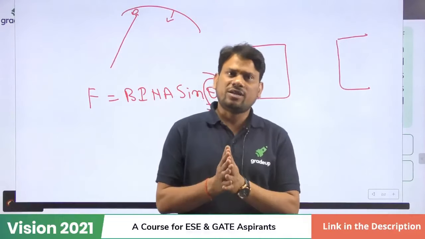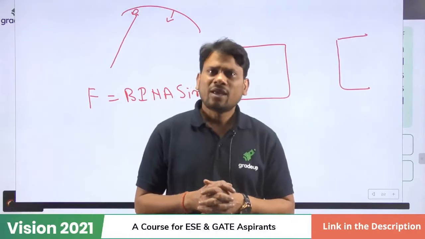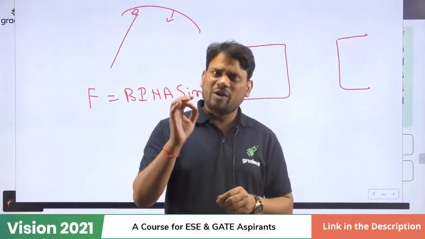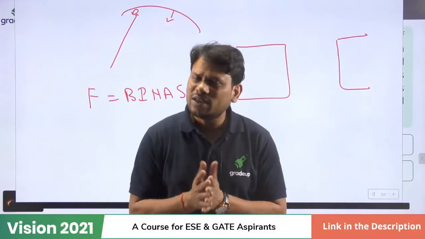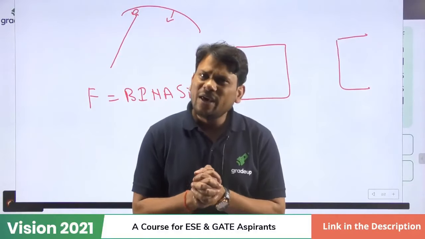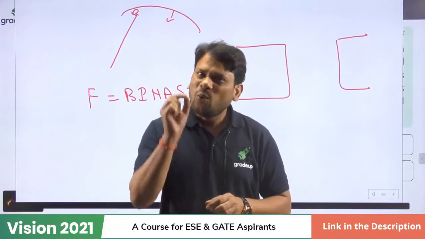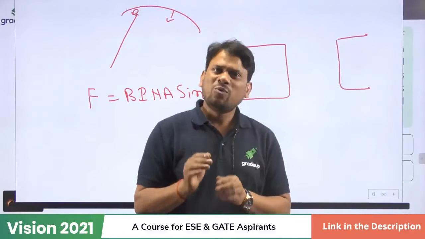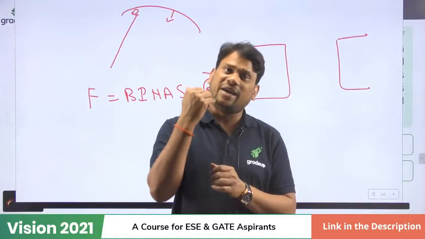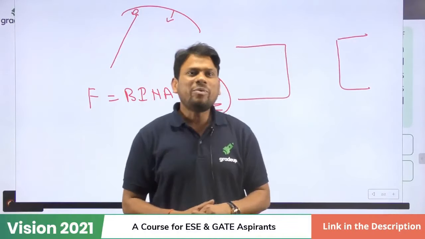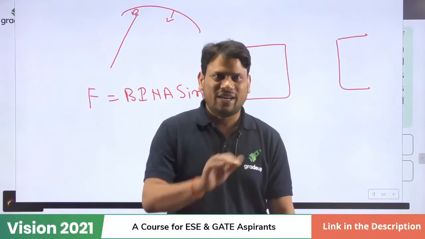I repeat my question. Dear, listen to me carefully. In PMMC, we have one force equation. That force equation is nothing but BINA into sin theta. Now my question, what should be the value of theta for minimum error or high accuracy? Okay, so everyone is replying that the angle should be 90 degree.